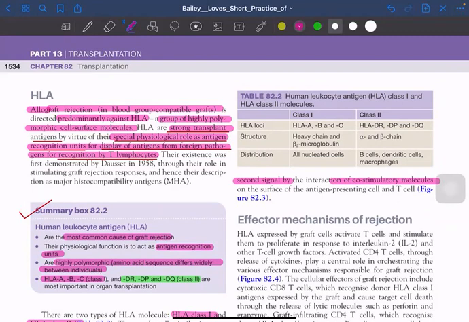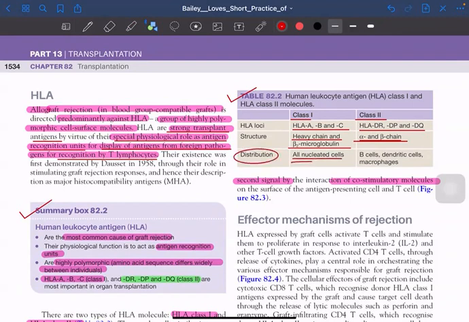This table 82.2 is a very important table here. It tells about the class 1 and class 2 HLA molecules. The class 1 includes HLA-A, B, and C. The class 2 includes HLA-DR, DP, and DQ. Moreover, the structures of class 1 HLAs contain heavy chain and beta 2 microglobulin, while class 2 have alpha and beta chains. We know that class 1 is distributed on all the nucleated cells, while class 2 is present on antigen presenting cells.